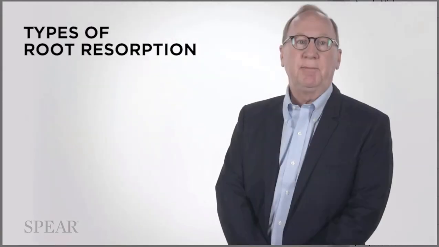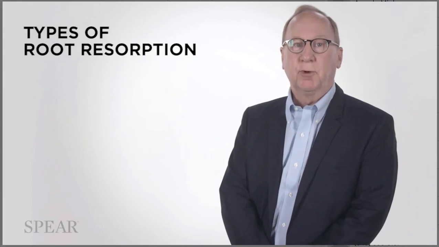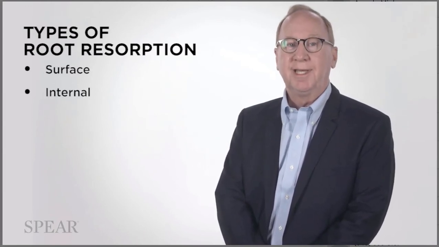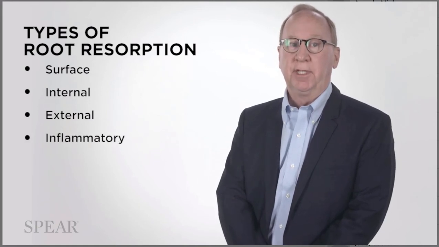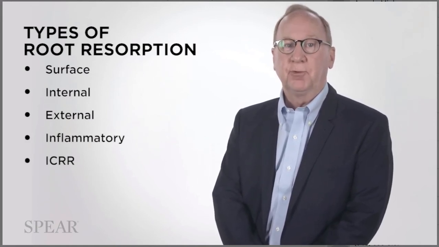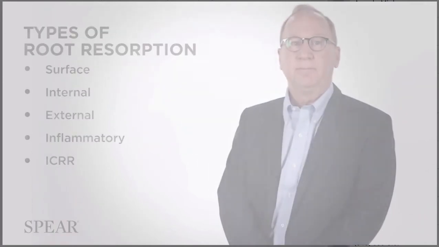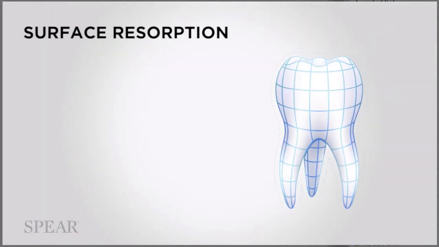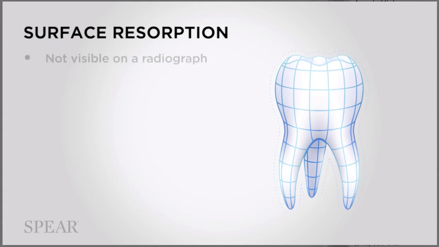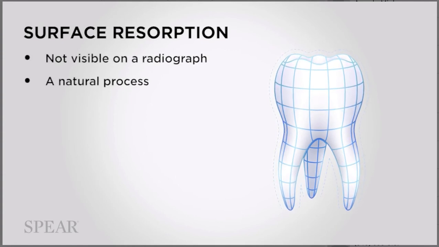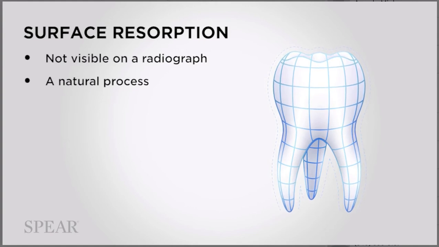There are several types of root resorption: surface resorption, internal root resorption, external root resorption, inflammatory root resorption, and invasive cervical root resorption, and we'll spend a lot of time talking about that last one. As far as surface resorption goes, it's not visible on the radiograph. It's a natural process. It happens over and over again on the natural tooth during the course of its development cycle.